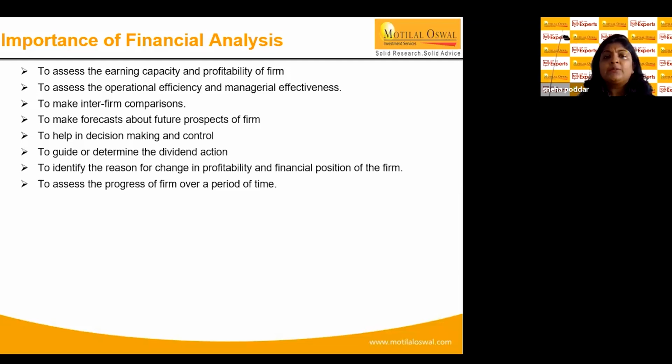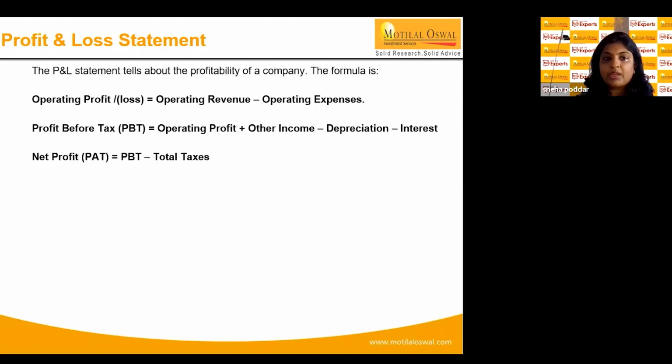So overall, it helps in decision making, in deciding whether the company is expensive, whether it's a good investment or not, and on that basis, you can take a call and invest in the company.